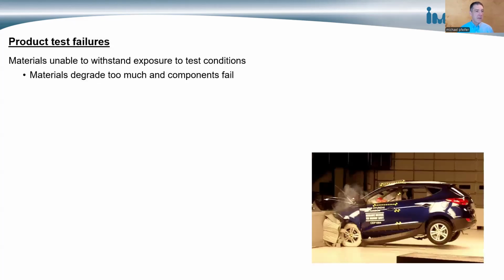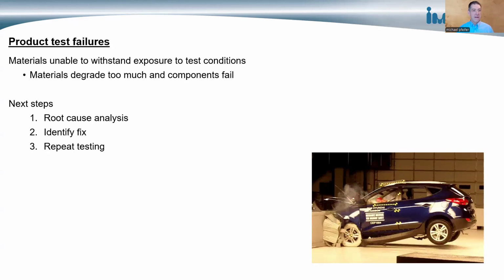So the first thing is product test failures. This is when the materials in a product are unable to withstand exposure to the test conditions. It might be corrosion conditions, vibration, high temperature exposure, whatever it might be. Regardless, the product is unable to pass the testing because the materials in the components in the product degrade too much and components fail. And so what has to happen next is that the design team needs to do a root cause analysis on the components that failed.